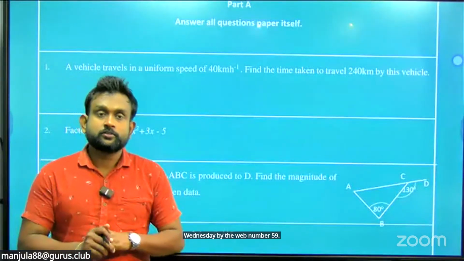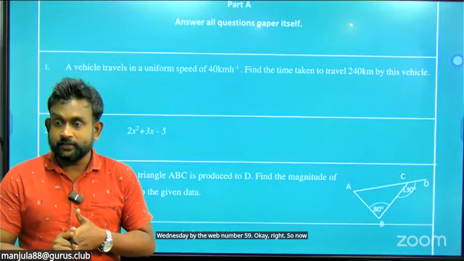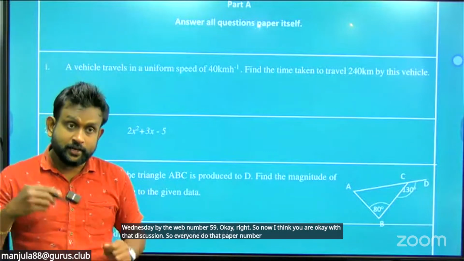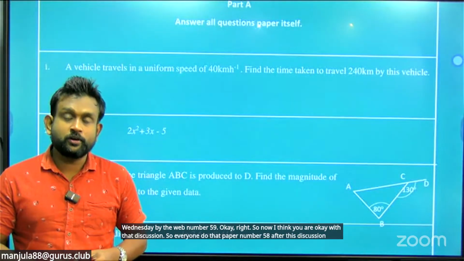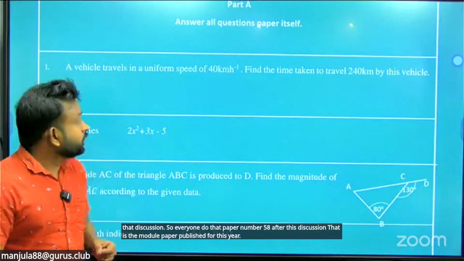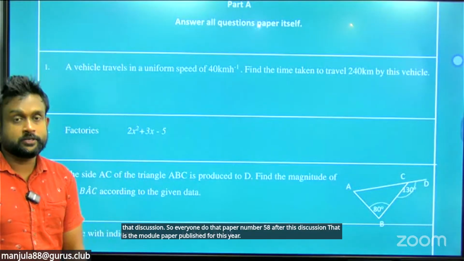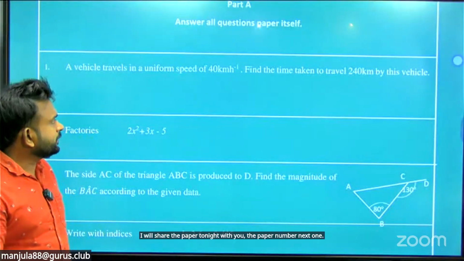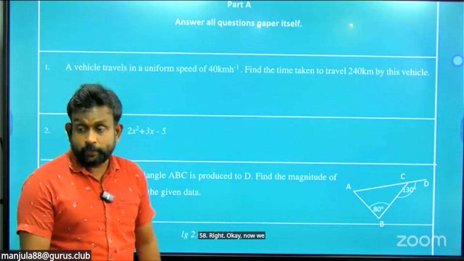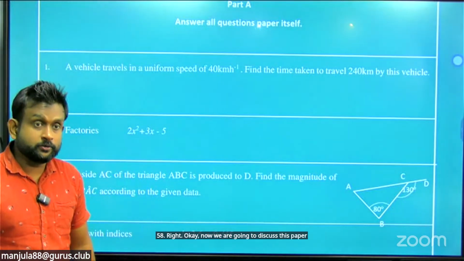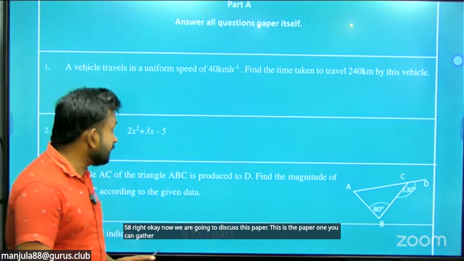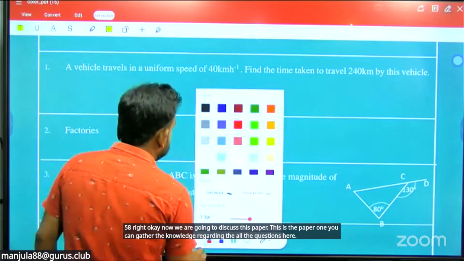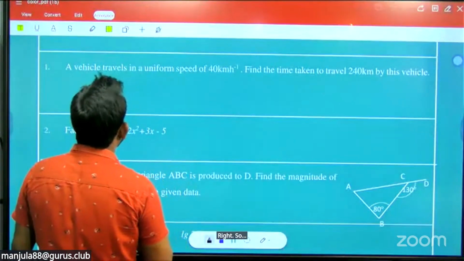Okay, right. So now I think you are okay with that. Everyone do paper number 58 after this discussion. That is the model paper published for this year. I will share the next paper, number 58, with you tonight. Okay, now we are going to discuss this paper. This is paper one. You can gather knowledge regarding all the questions here. So now turn to the question.